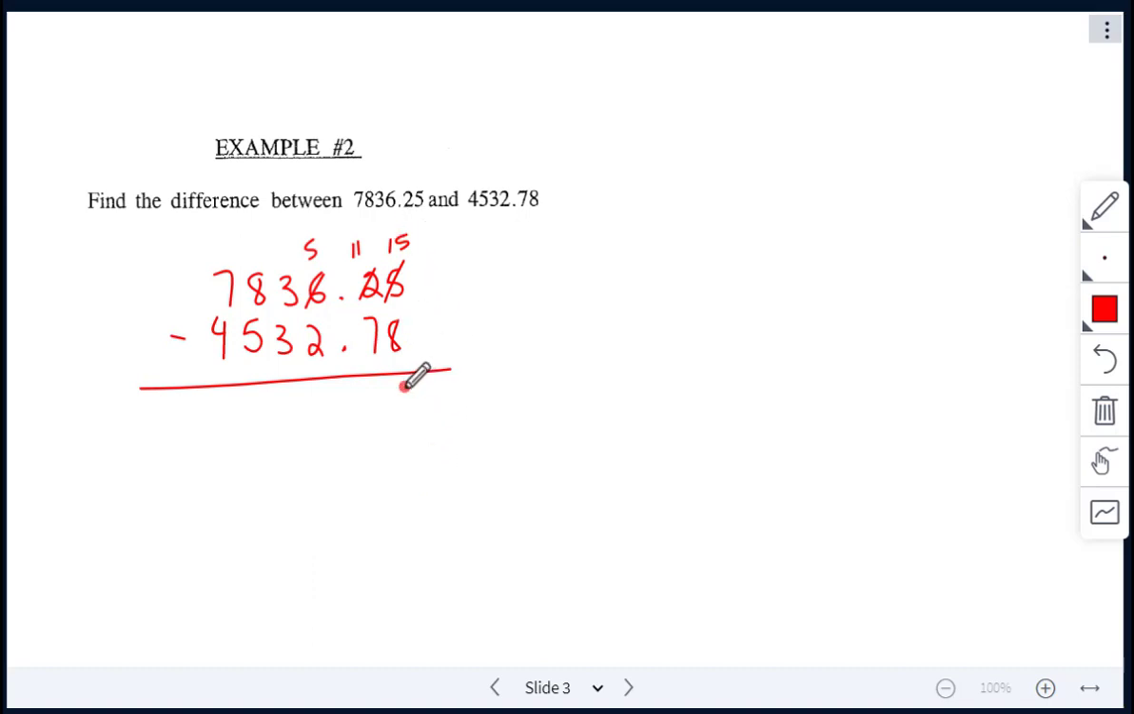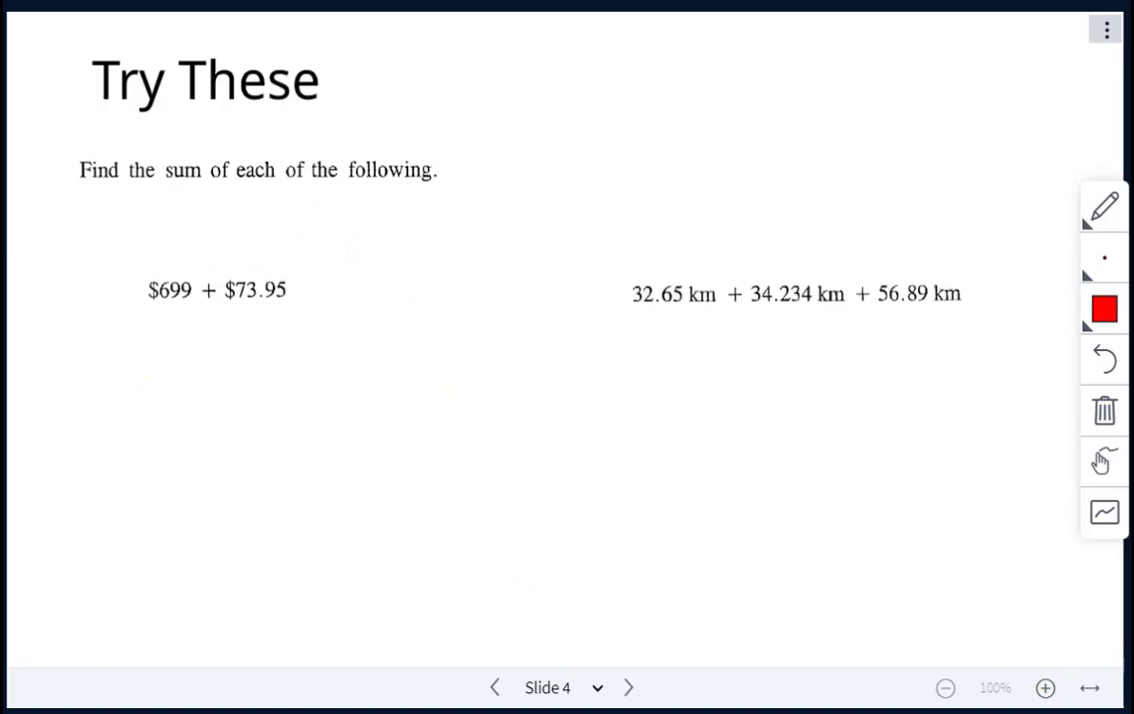So 15 minus 8, that is 7. 11 minus 7, that is 4. There's the decimal point. 5 minus 2 is 3. 3 minus 3 is 0. 8 minus 5 is 3. And 7 minus 4 is 3. All right, so there's our answer for the difference. Okay, so again, for adding and subtracting, make sure you're just lining up the decimals and the decimal places before you add or subtract. All right, so here is a couple for you guys to try.